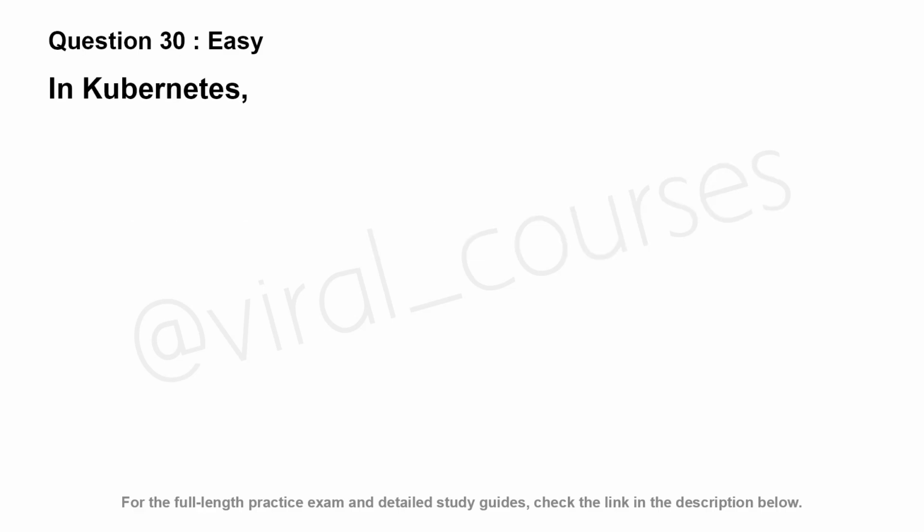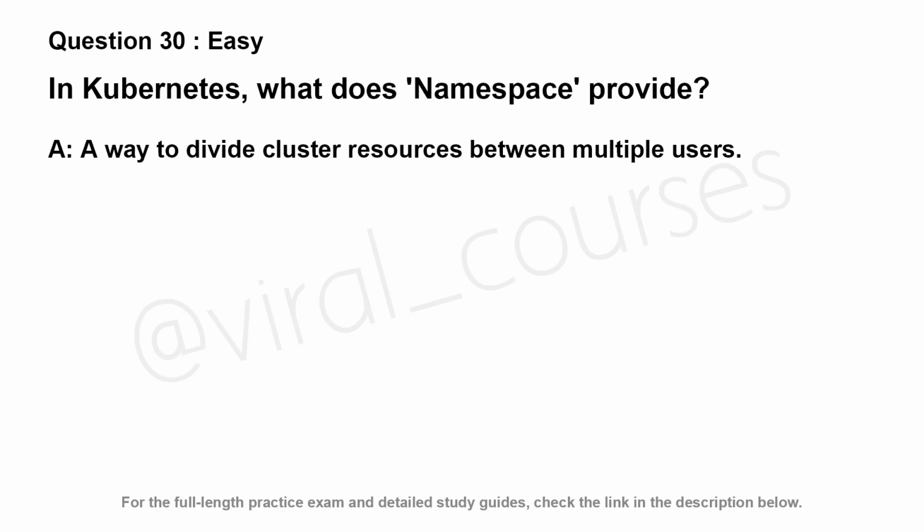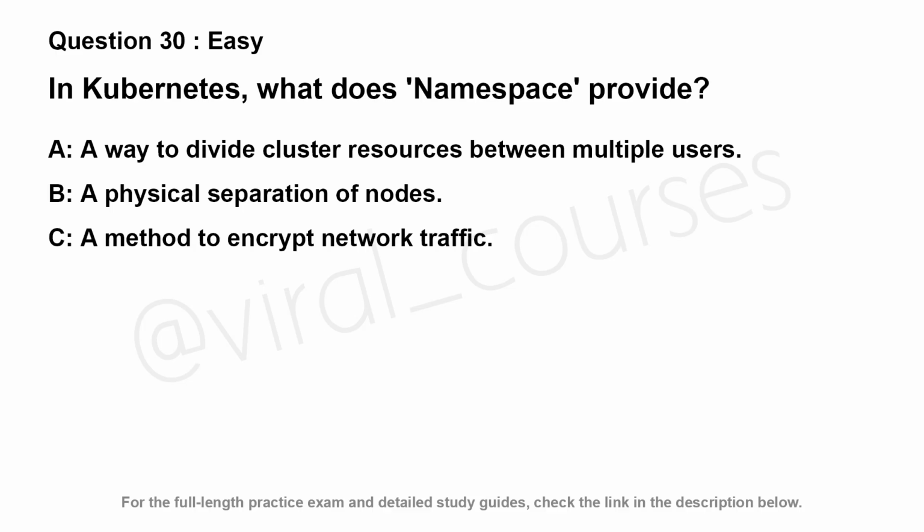In Kubernetes, what does a namespace provide? Option A. A way to divide cluster resources between multiple users. Option B. A physical separation of nodes. Option C. A method to encrypt network traffic. Option D. A storage location for container images.